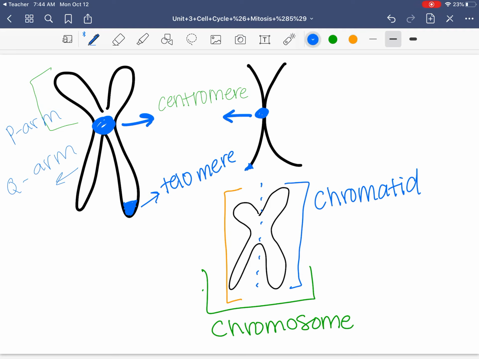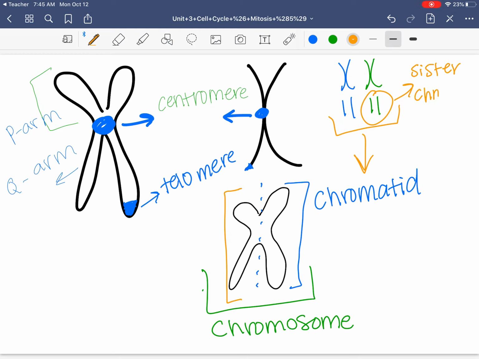So if I had this and this, the different colors represent different chromosomes. And then they get separated. All four of these are chromatids, but these two, because they come from the same chromosome, are sister chromatids.